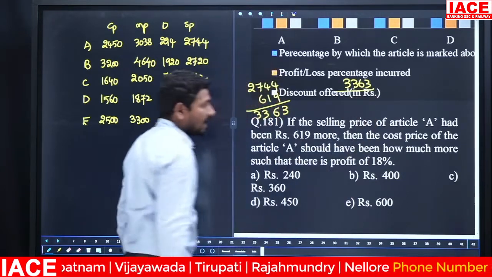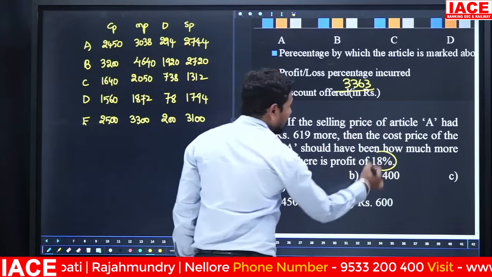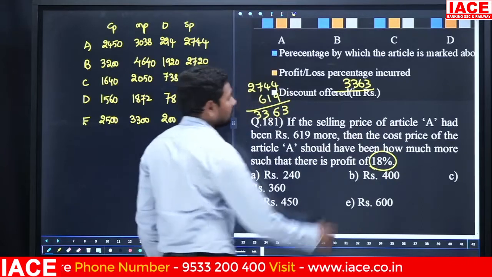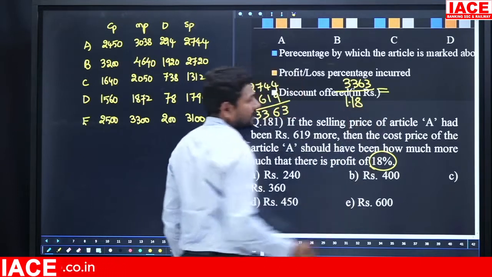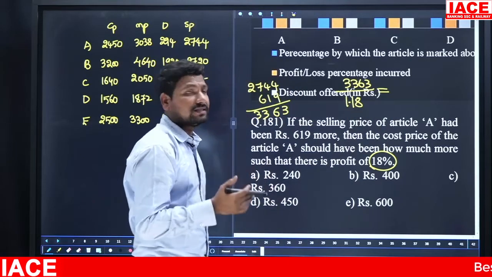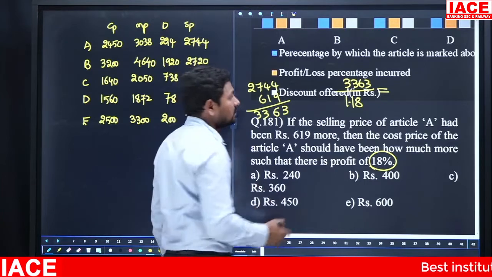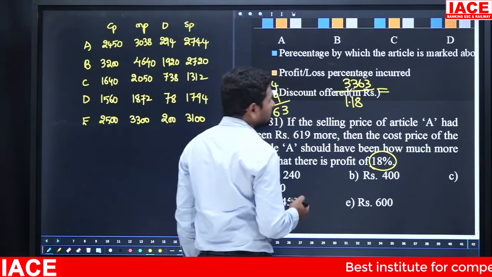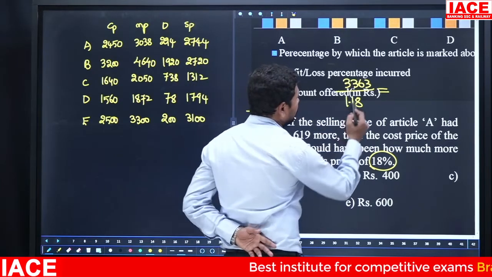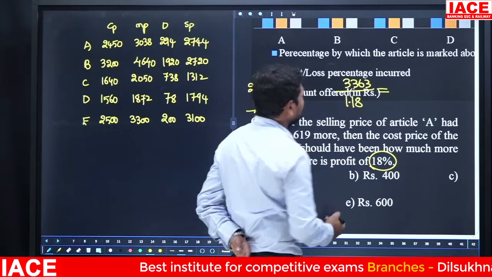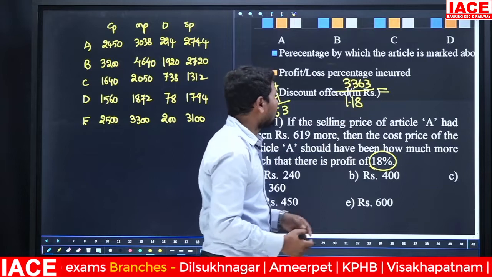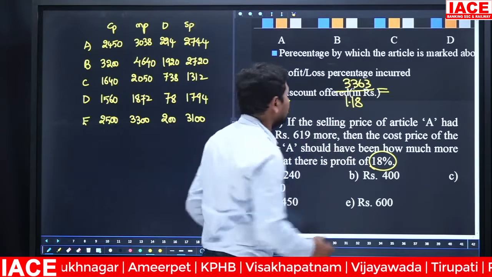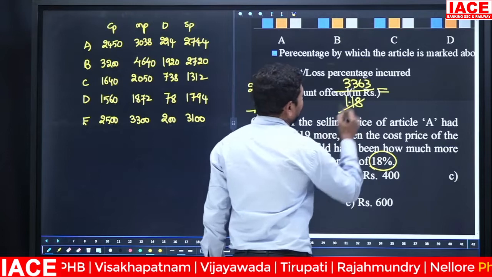3363. We have to divide this with how much percentage profit? 18% profit. 18% profit means it is becoming 1.18. 1.18 is equal to 3363. Then 100% value is how much? Cancel the values if possible. Here 118, how many times? 118 2 times gives 236. 3 times, what is the value you will get? You will get 354. Then you will apply how many times? 2 times.